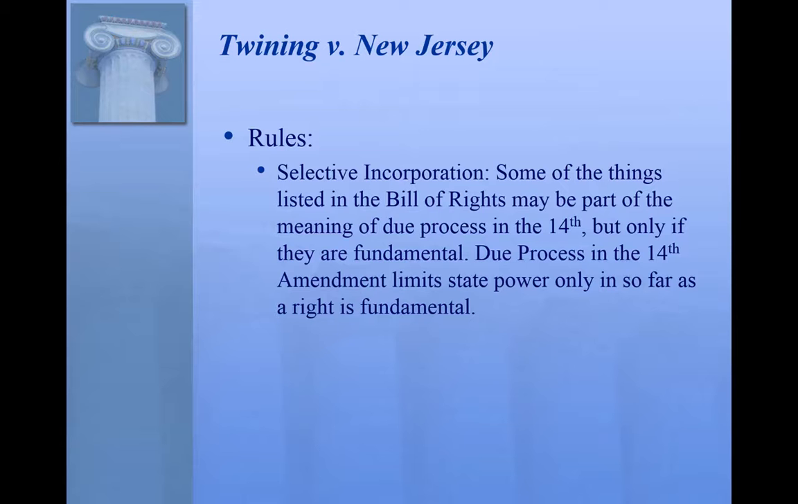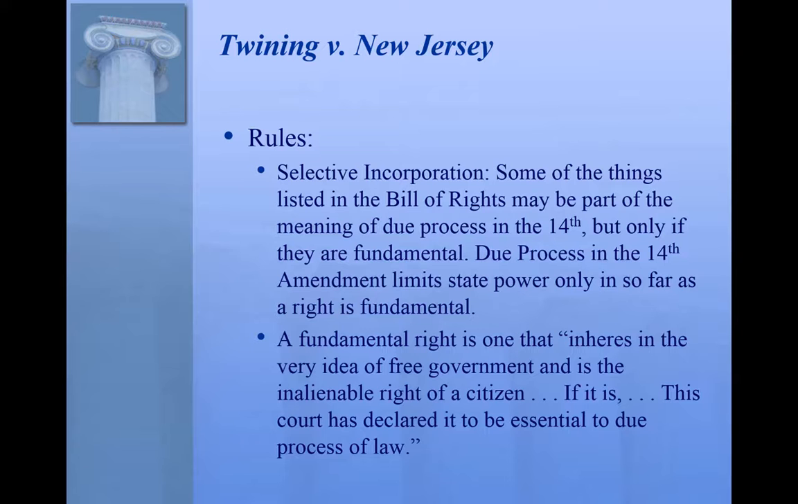A right is fundamental. The second rule is that the court expounds on its Hurtado definition, and in particular that second point in Hurtado. It says a fundamental right is one that inheres in the very idea of free government and is the inalienable right of a citizen. If it is, this court has declared it to be essential to due process of law. So it expounds on that second point, and it tries to clarify that if a right doesn't exist and free government would fall, then we have to protect that right. It has to be part of the meaning of due process. So those are the two rules in Twining.